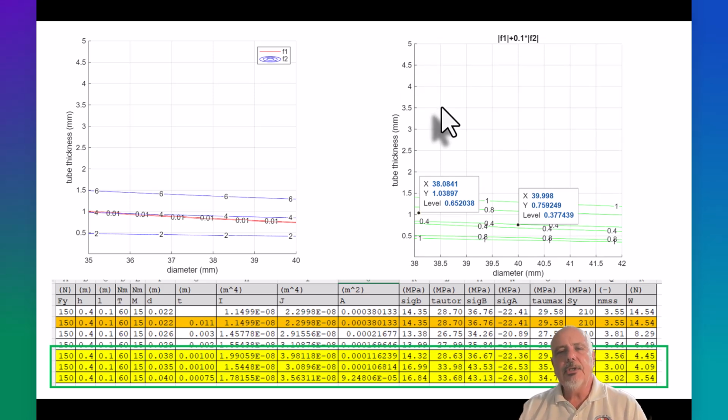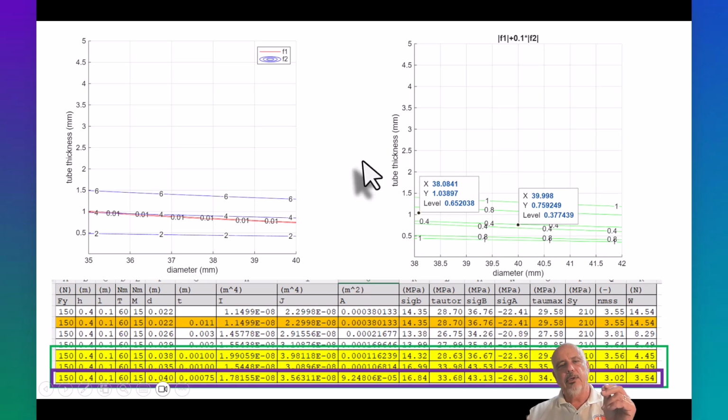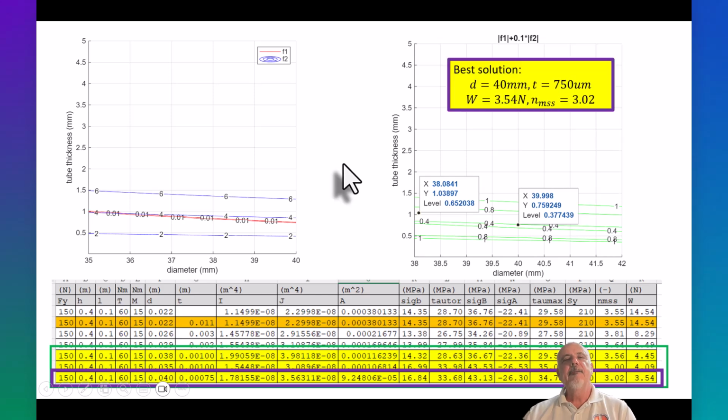Okay, so that's how you can do this. You can put the optimization techniques that I've shown you to good use on a real type of problem, and that's probably about the best one. I figured I would stop there. Okay, so 40 millimeter diameter, 750 micron thickness, 3.5 Newton weight with a factor of safety of just above 3.